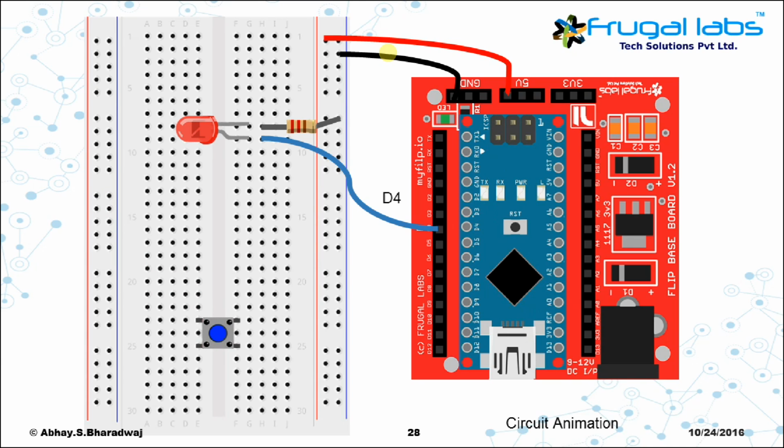Next, take a push button and place it like this on the breadboard. Make sure all the legs go properly inside the breadboard. One leg of the push button is connected to ground using a jumper cable. The other leg of the push button is connected to 5 volts using a 10 kilo ohm resistor. Please make sure it is a 10 kilo ohm resistor. And between the resistor and the push button leg, use a jumper cable and connect it to pin number D5 of the Arduino.